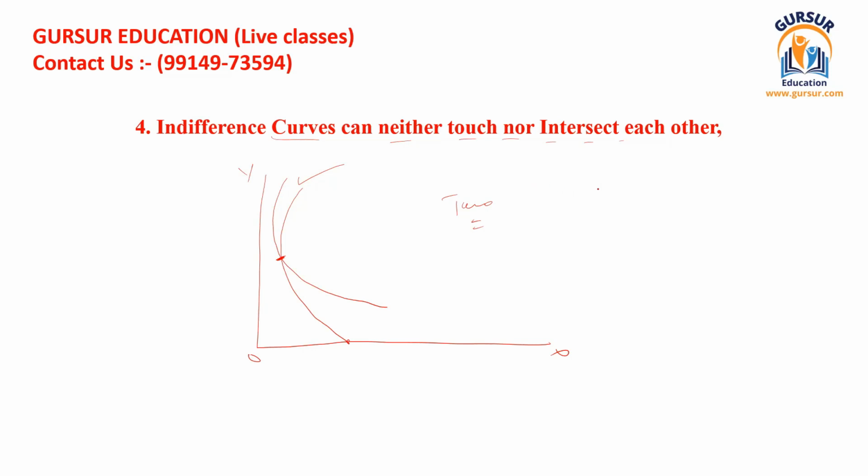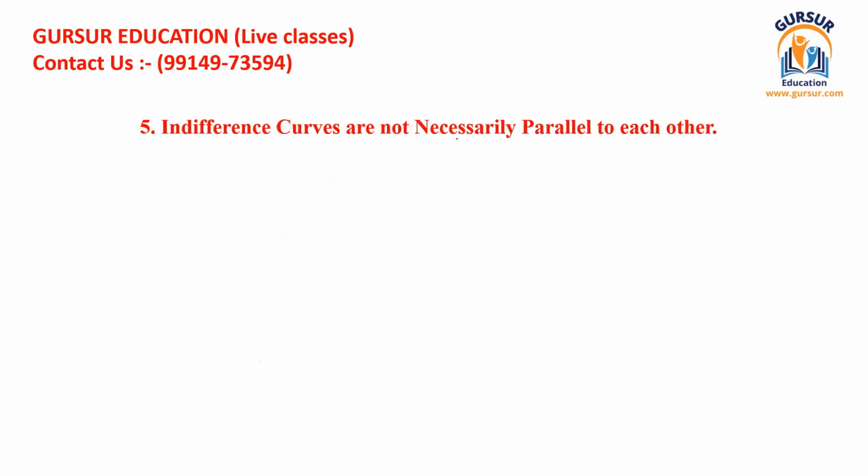So this is why you can see that first of all, it does not touch any axis. Secondly, they do not intersect with each other. The fifth one, they need not necessarily be parallel to each other. It's not that these are parallel. One can be like that, the other one can be like that, or the other one can be like that as well. So they need not be parallel. It's not necessary that they should be parallel to each other.